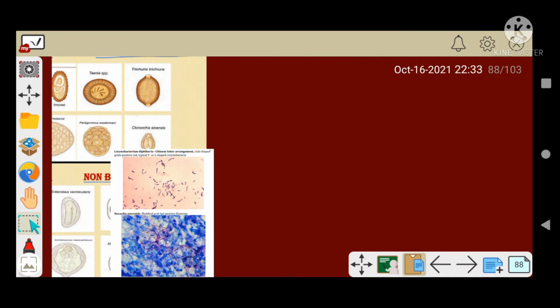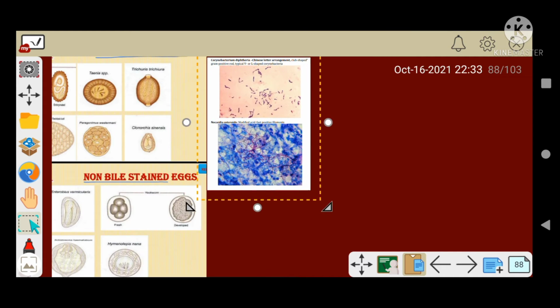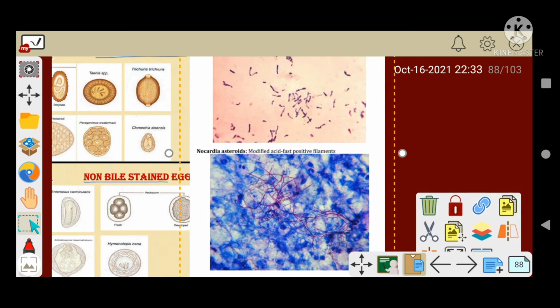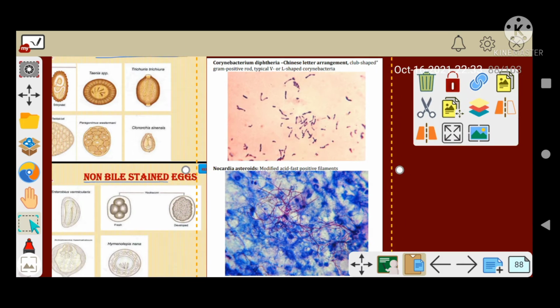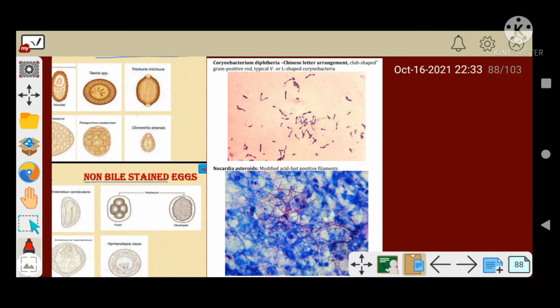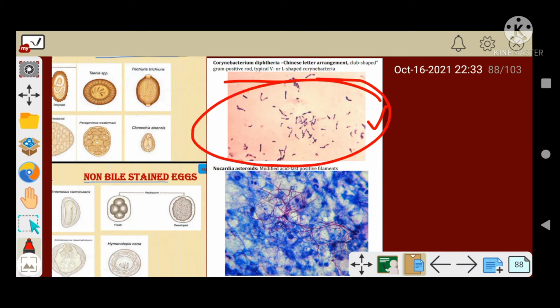Let's go to the next image. So this is our next image. As I mentioned in my previous class, I will discuss all the important topics. This is your Corynebacterium diphtheriae that causes diphtheria, with typical V-shaped or Chinese letter arrangement. It is a gram positive rod. It looks something like this.